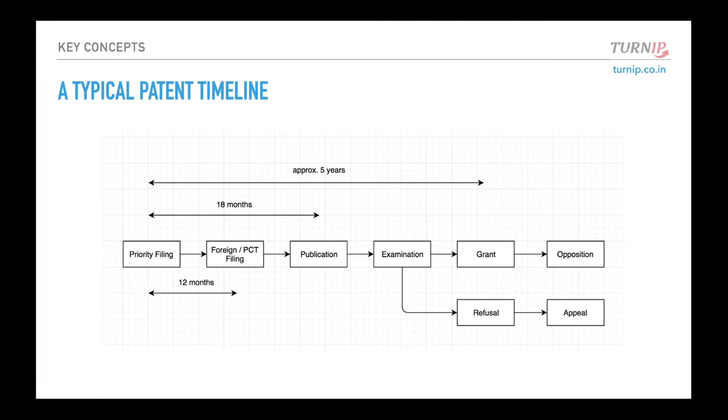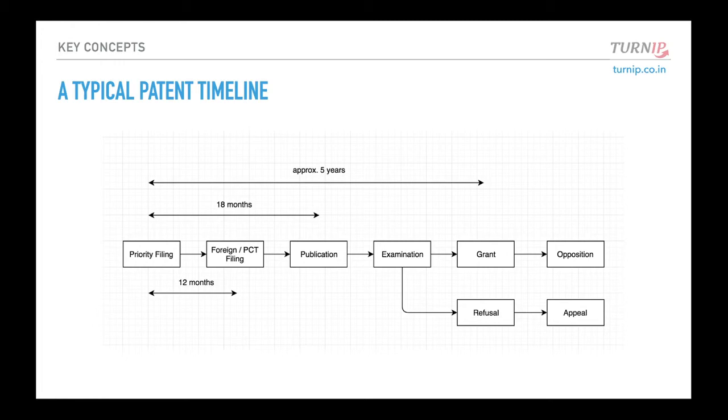If you see here, there's the thing called priority filing, which is basically the first filing for an invention. Then, depending on the commercialization options available to the inventor, if they think the product has a global market, they will file the same invention in different countries. So there can be different patents of the same invention in different countries, which are together called a patent family. And you'll see there's a 12-month window in which the applicant has to decide whether they want to go to foreign countries or not.